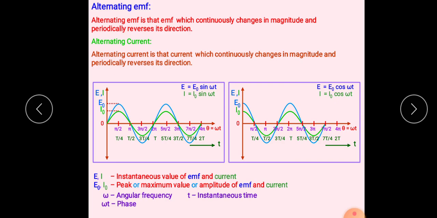Now the symbols have their names, as I already mentioned. E and I are the instantaneous values of EMF and current. E naught and I naught are the peak values of EMF and current. They are also termed as the amplitude of EMF and current. Omega is angular frequency, omega t is phase, and t is time. Now in a circuit, how can you represent a source of alternating EMF? It is represented by a circle, and within the circle we have one cycle of a sine curve.